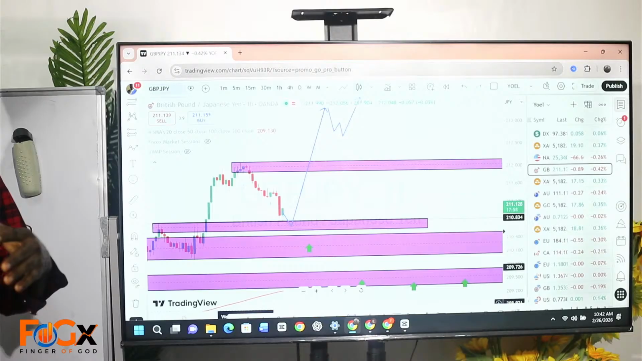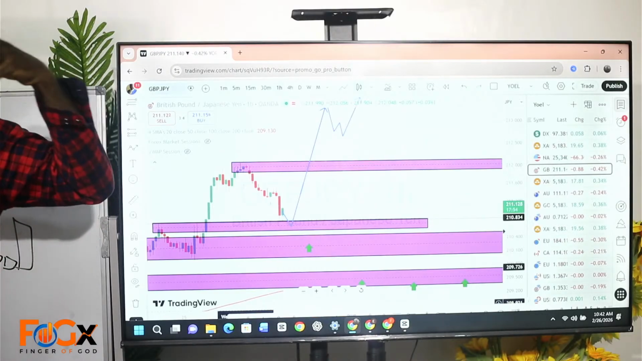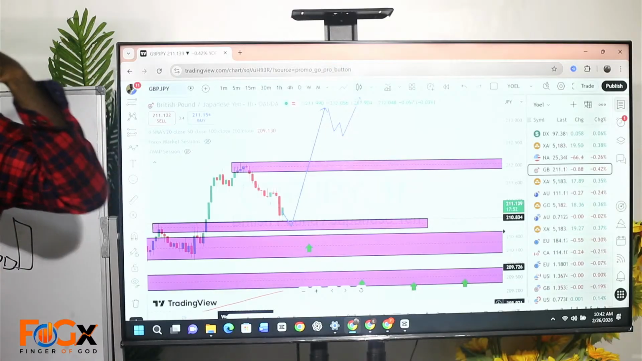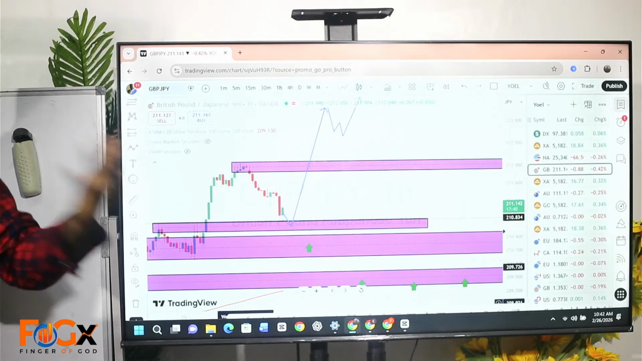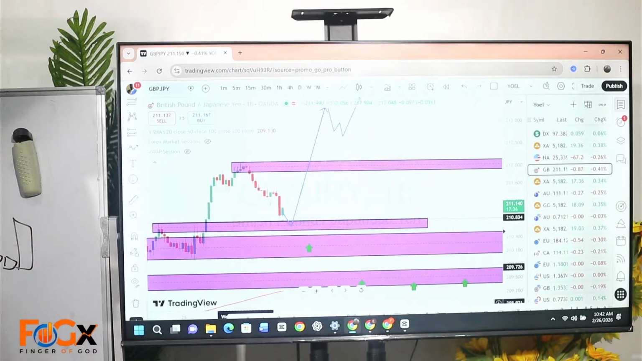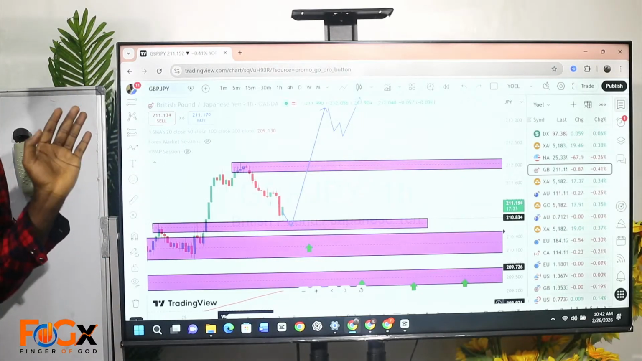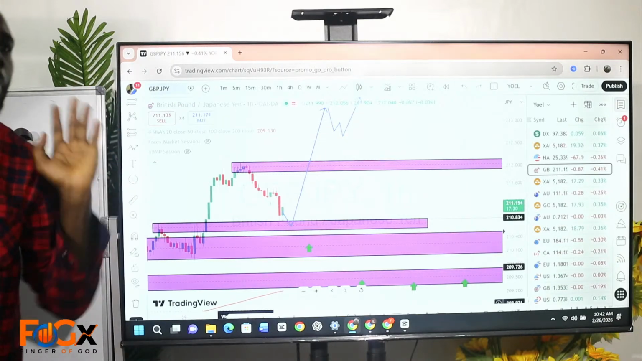I'm trying to create scenarios. As a trader, you are supposed to have scenarios in your head: okay, what if this doesn't happen? This will happen. It's like when you want to leave your house this morning, you say, if I do not see a bus, I will take keke. And if I do not see keke, I will take bike. So bike is the last resort, and for some of us, bike is the first resort.